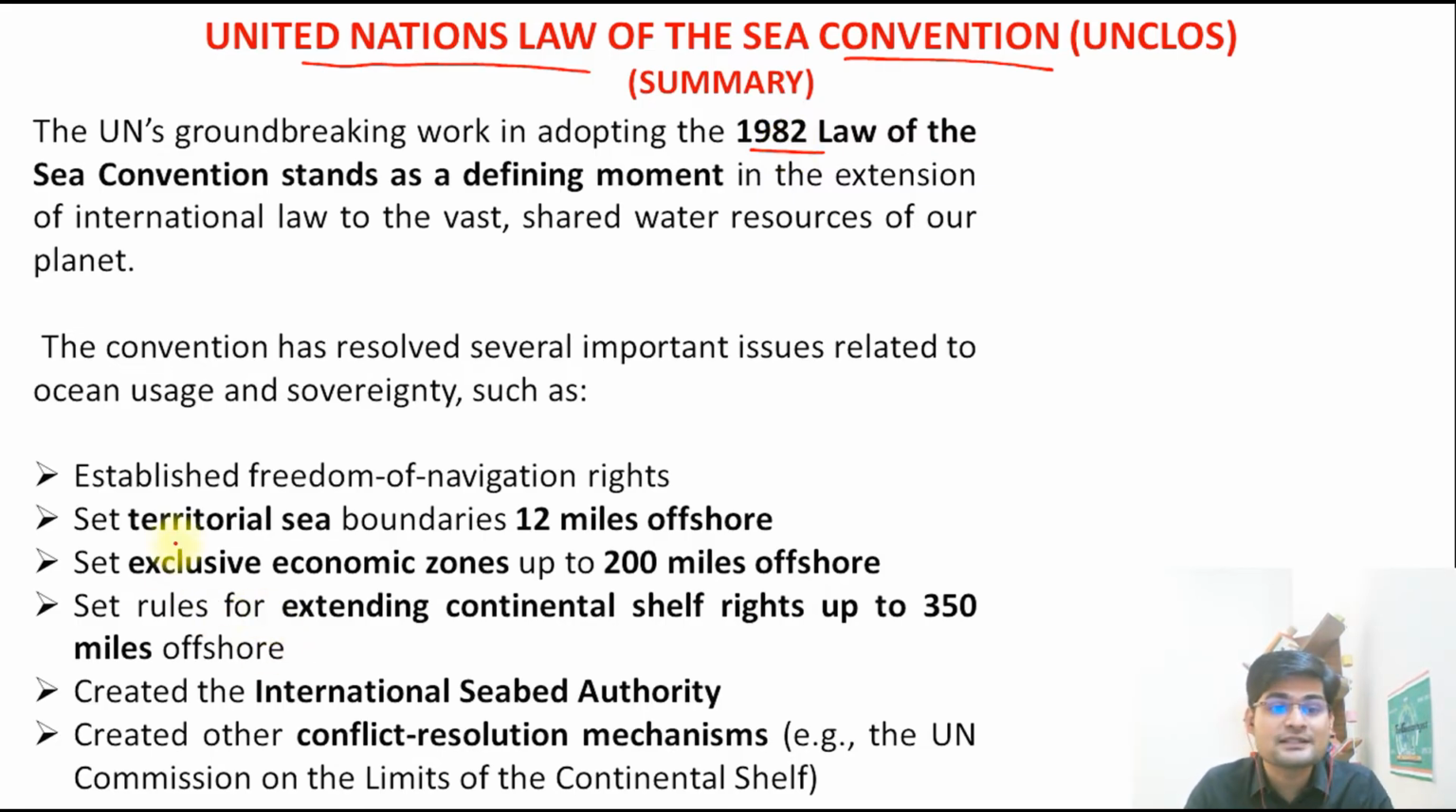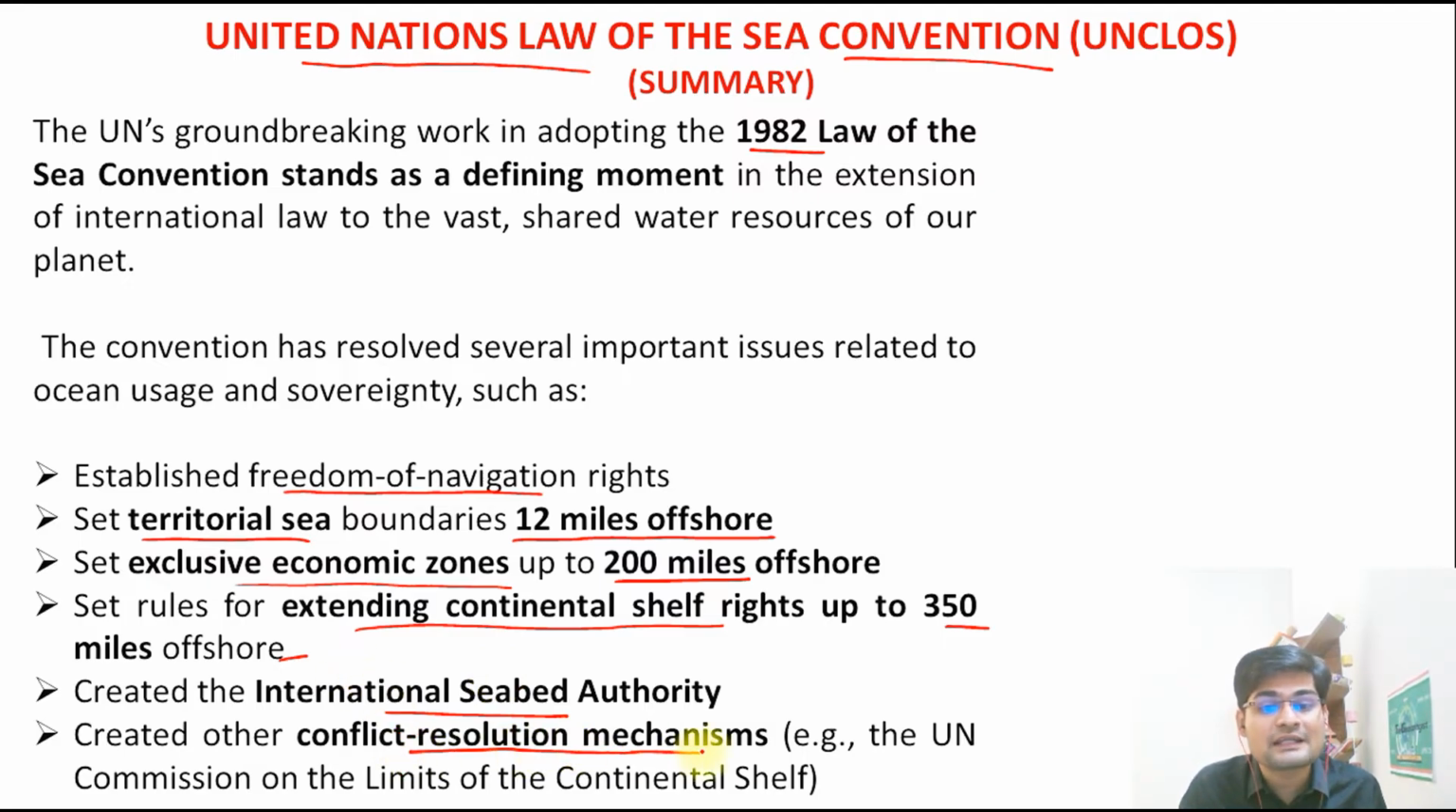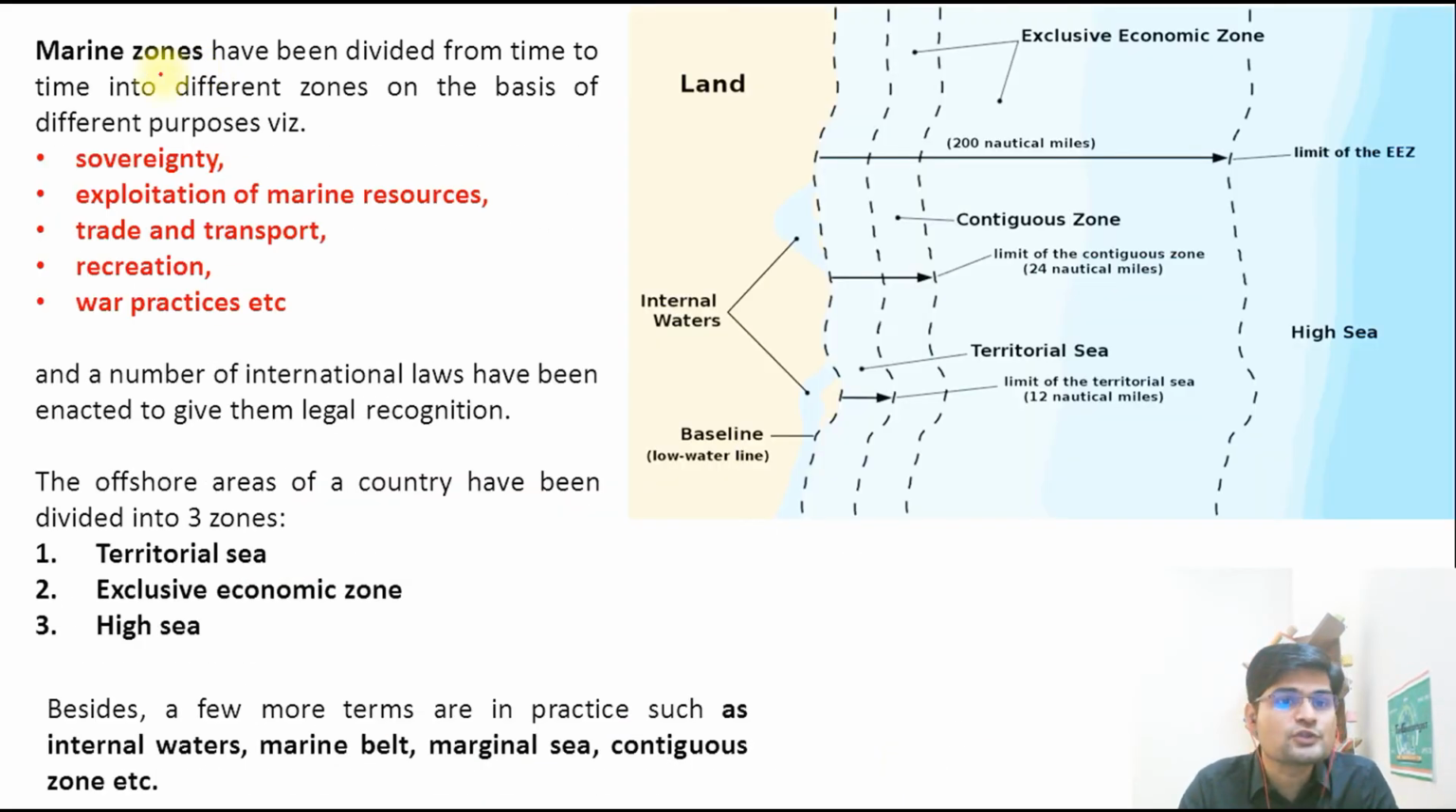So what you observe in the points here: established freedom of navigation rights, set territorial sea boundaries, that is about 12 miles offshore, then set exclusive economic zone limits up to 200 miles offshore, then set rules for extending continental shelf rights up to 350 miles, created the ISA, that was an important authority, remember, and conflict resolution mechanisms under the UN were set up. So this is the summary of the UN clause of 1982, which was ratified in 1993, in one particular document.